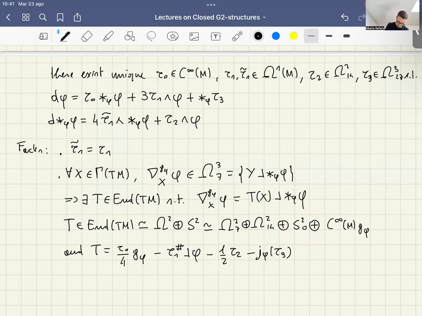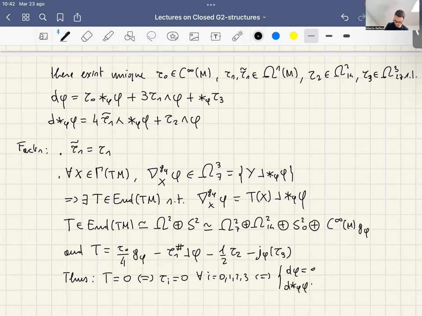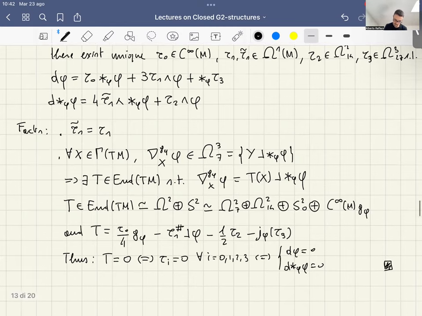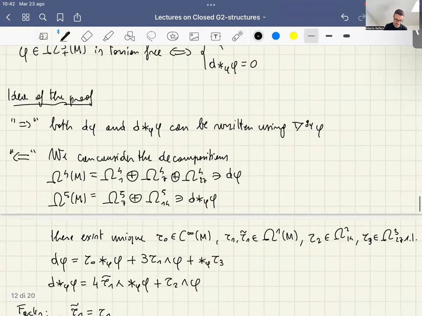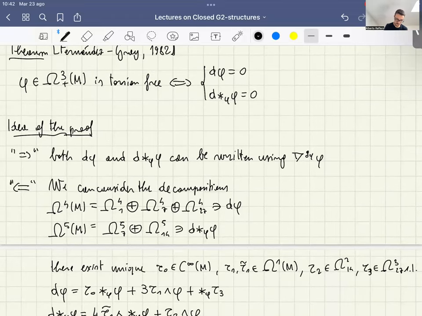So in particular, you have that T is equal to zero, which means that phi is parallel, if and only if all tau i's are equal to zero, for all i equals 0, 1, 2 and 3, and so if and only if phi is both closed and co-closed. So this is the idea. Of course, the details have to be filled, but this is what's going on. So this is how one can prove the second equivalence, the if direction you have here.